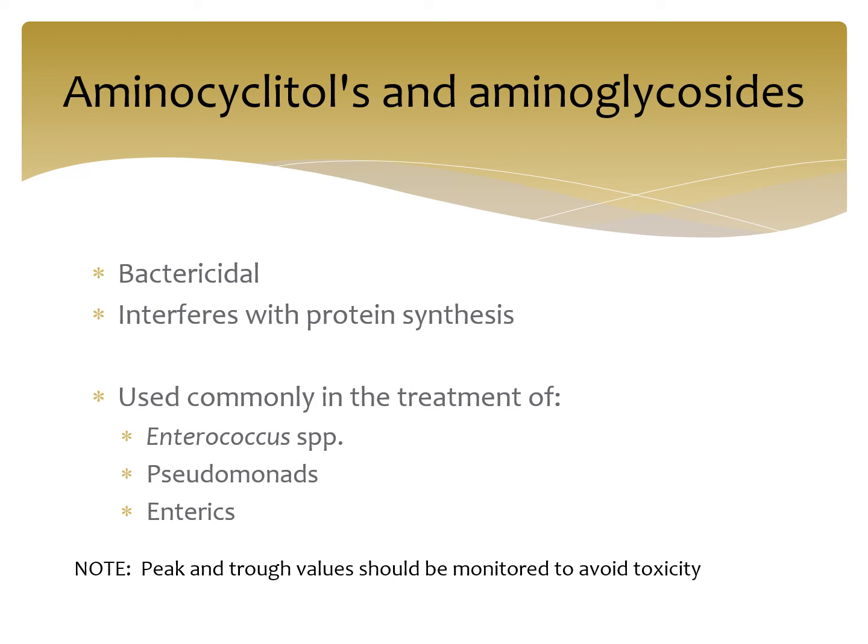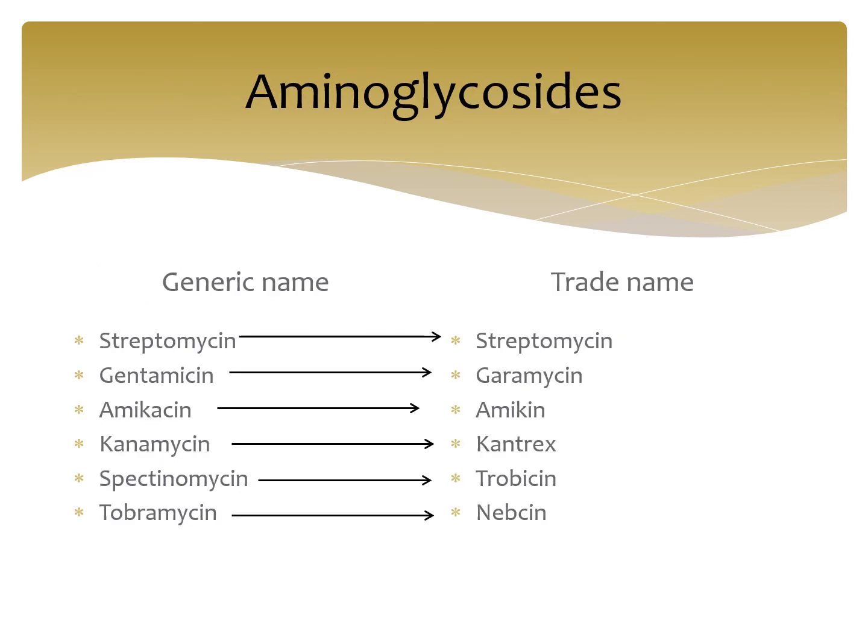But this is a drug that needs to have peak and trough values monitored to avoid toxicity. We want to make sure to see that the maximum bacterial activity is being achieved without promoting toxicity to any part of the body. Now again, the aminoglycosides cannot be used for anaerobes, okay? You're probably familiar with some of the aminoglycosides. Some of the generic names would be streptomycin and gentamicin, amikacin, kanamycin, spectinomycin, and tobramycin.